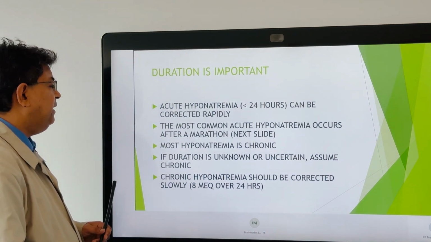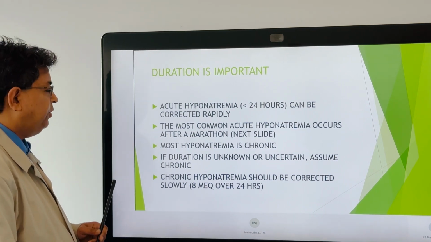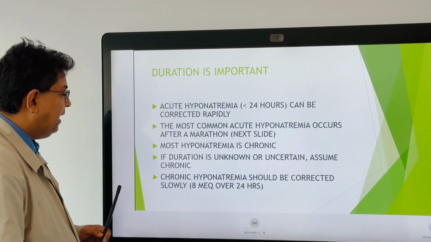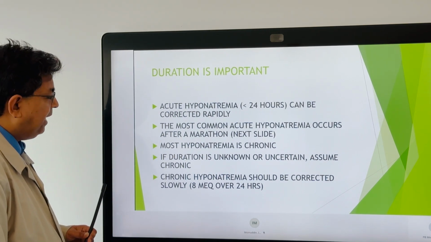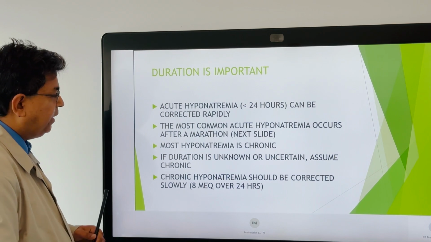However, most hyponatremia is chronic. If duration is unknown or uncertain, assume that it's chronic hyponatremia. Chronic hyponatremia should be corrected slowly, 8 milliequivalents over 24 hours.